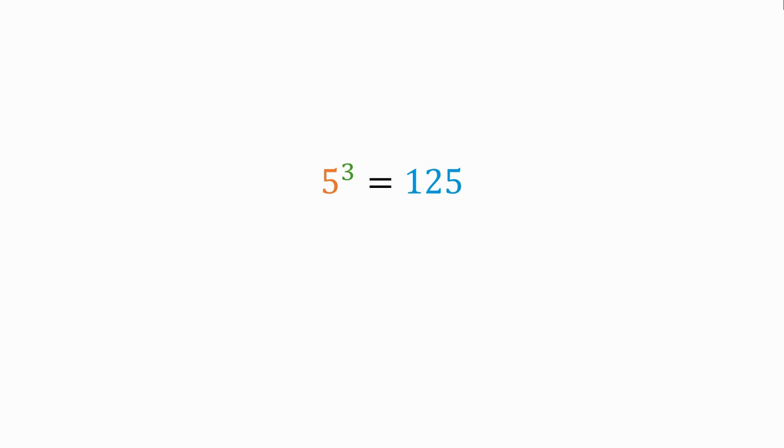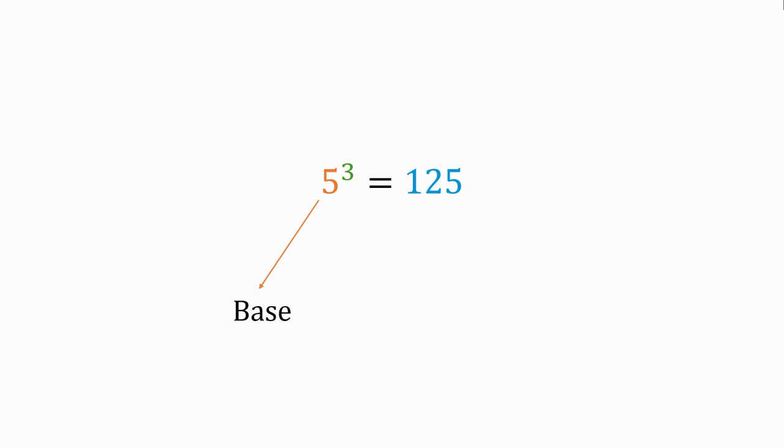So let's say we have the exponential equation 5 to the power of 3 equals 125. We already know what this means. It's just 5 times 5 times 5 equaling 125. But let's analyze what each part of this equation really means. The 5, that's just the base of the equation.